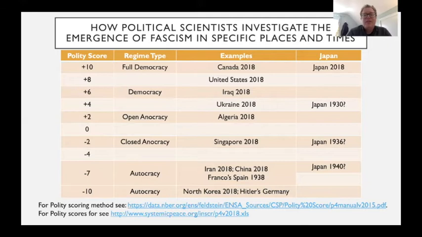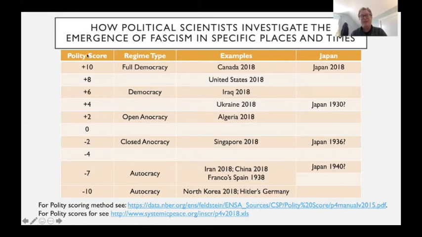Okay, so this is a chart that helps you see how political scientists try to understand the subject of democratic breakdown and the emergence of authoritarian or fascist regimes. What I've featured here is a coding scheme that's used by many political scientists to understand this topic. We tend not to divide regimes into a simple bimodal democracy or authoritarian. We tend to understand that there's more of a continuum from full democracy to autocracy.